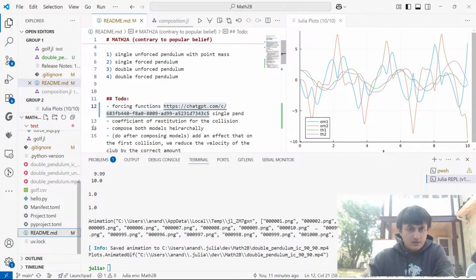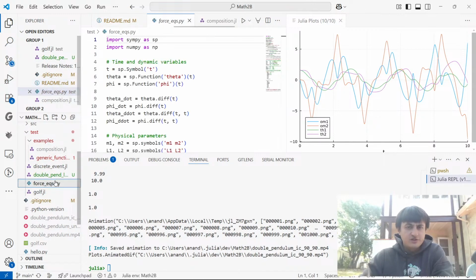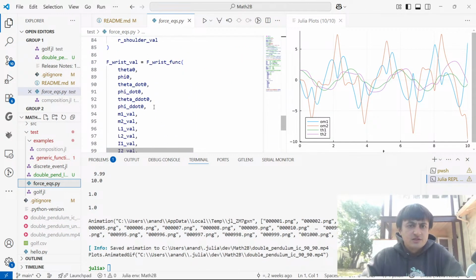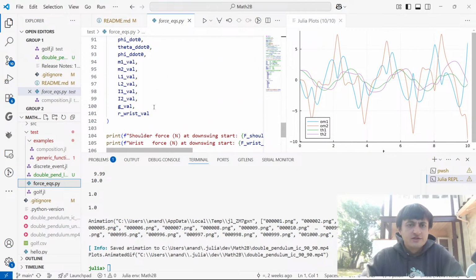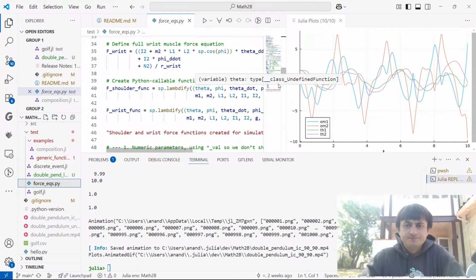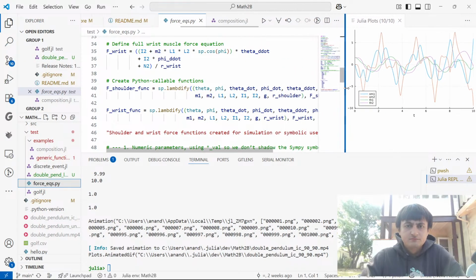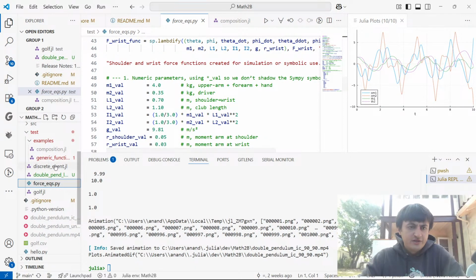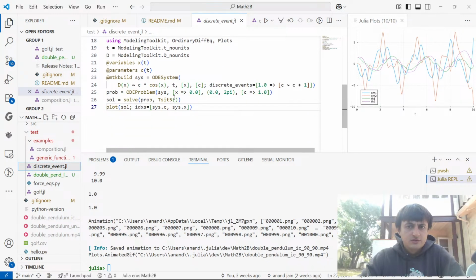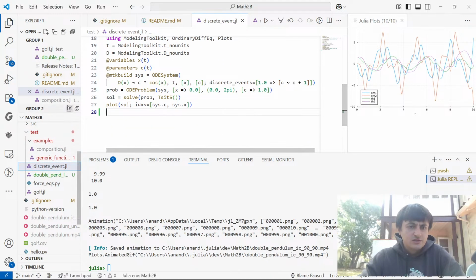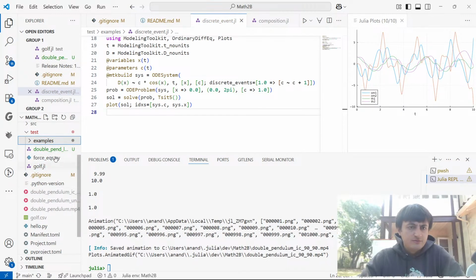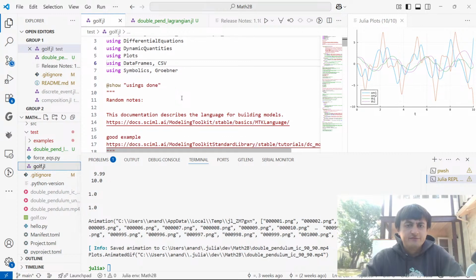Let's delete that. All right, so we have golf force equations, which honestly I didn't understand any of this because I have a hard time understanding other people's work. I'm sure that this is pretty good, but we can leave it in here. I can leave discrete event in here just to check. This should go in examples, really. Okay, so we now have double pendulum and golf.